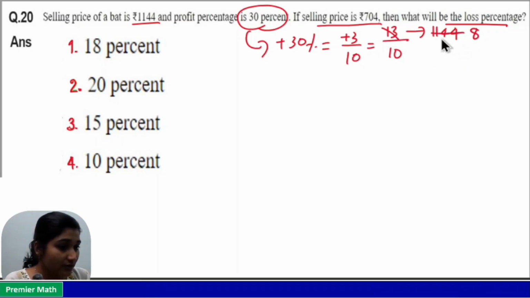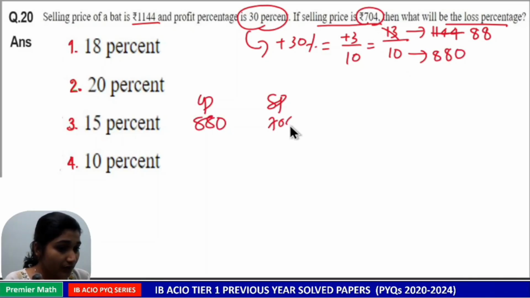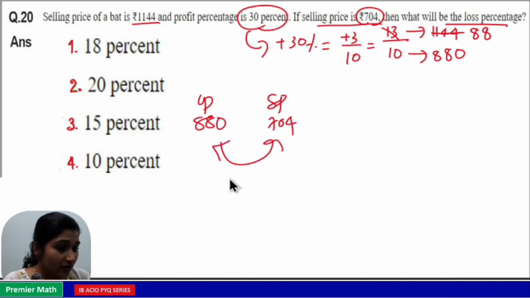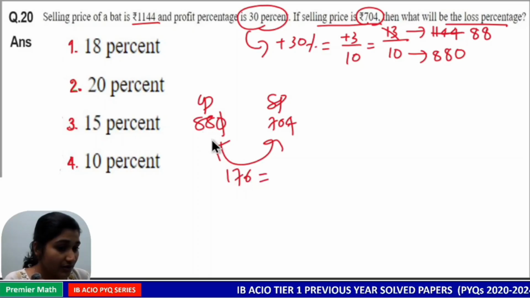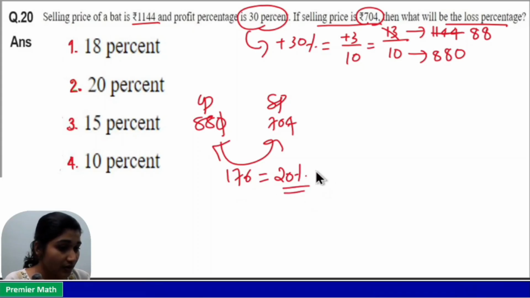13 goes 8 times in 104. Remaining 104 means again 8 times in 104. So 1 part is equal to 8 means 10 part is 880, which is the cost price here. And here second selling price is 704 rupees. Then here loss in rupees is equal to 880 minus 704 is 176. 10% of cost price is equal to 88. Then 20% is equal to 88 into 2, 176. So 20% is the loss here. Option 2 is your answer.